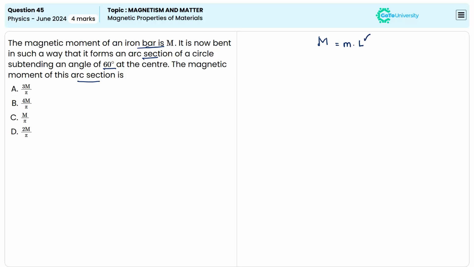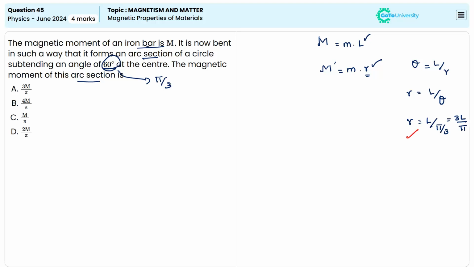Once it is bent and makes an arc, we can write the change in magnetic moment as m times r, where r represents the radius of the arc. Here it's known that the arc angle theta can be written as L divided by r, so r can be written as L divided by theta. It's given in the question that the angle is 60 degrees, so we can write this as pi over 3. So r will be equal to L over pi over 3, which means it's equal to 3L over pi.